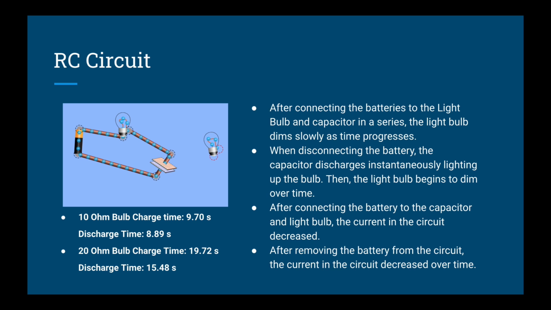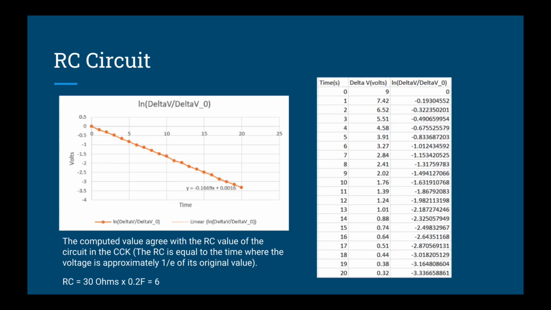The 10 ohm bulb charge time is 9.7 seconds, while the 20 ohm bulb charge time is 19.72 seconds, and the discharge times were 8.89 seconds and 15.48 seconds respectively. Here we see that the computed value agreed with the time constant value of the circuit. The RC is equivalent to the time where the voltage is approximately 1 divided by e of its original value. The time constant is equal to 30 ohms times 0.2 farads, which equals 6 seconds. Here we see the linearized data from the table on the right.